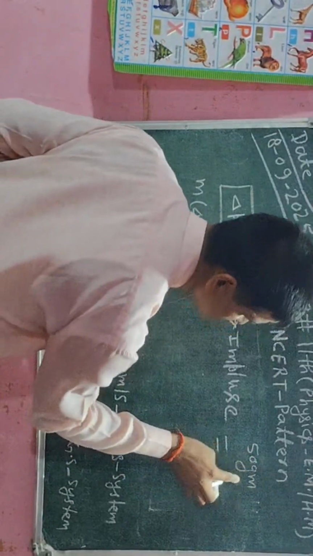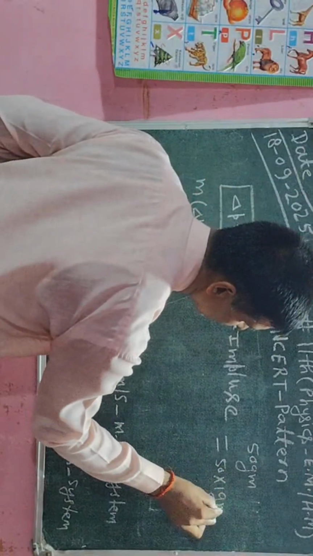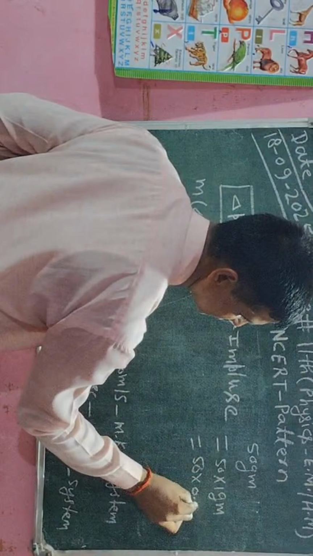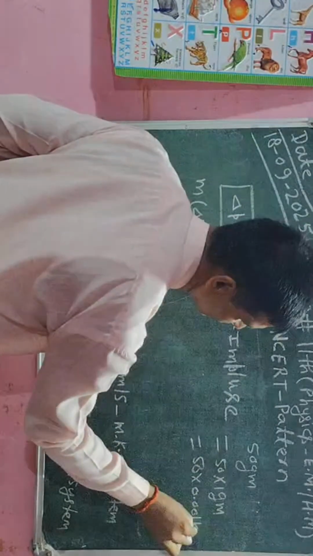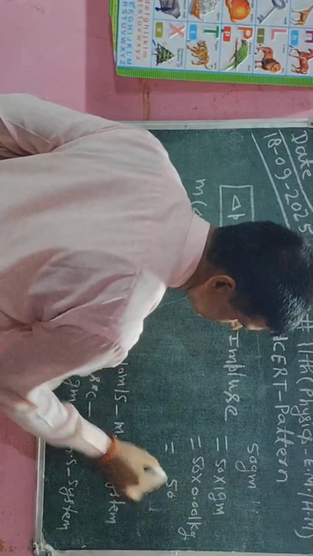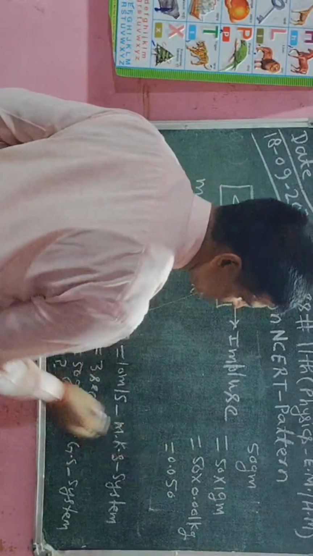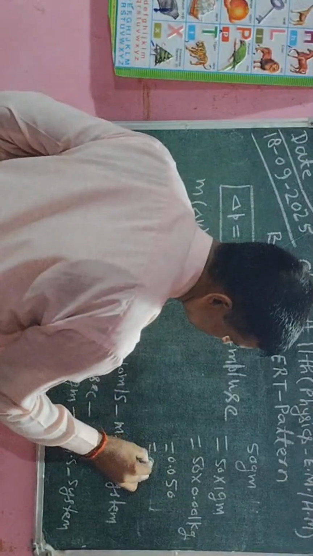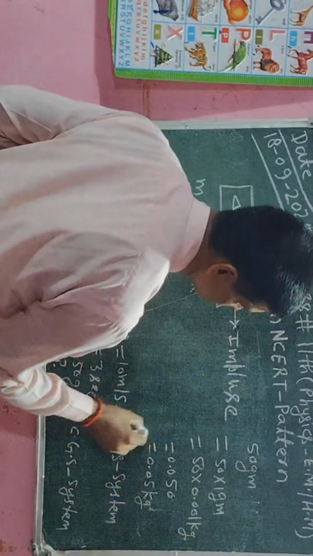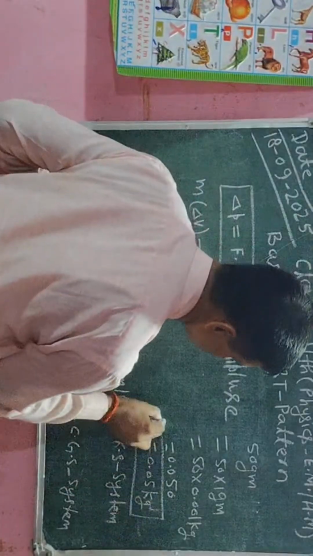If I change the CGS system to the SI system, 50 gram, in the place of 1 gram I will write 0.01 kilogram. So I will simplify, after simplify I will find 50 and after this point I can write here 0.05. This is the value of mass, the value calculated in this system.